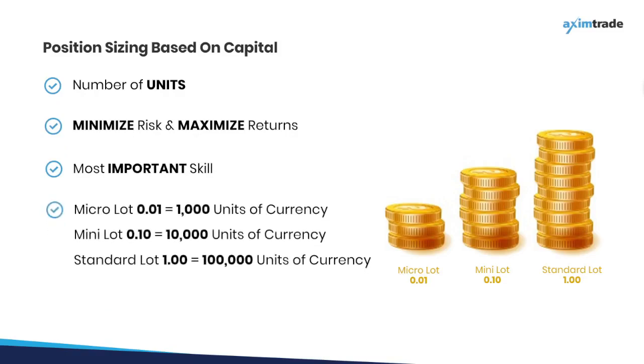The position size is determined by type, size, and number of lots that a trader buys or sells. A micro lot is 0.01, which equals 1,000 units of a base currency. A mini lot is 0.10, which equals 10,000 units of a base currency. A standard lot is 1.00, which equals 100,000 units of a base currency.